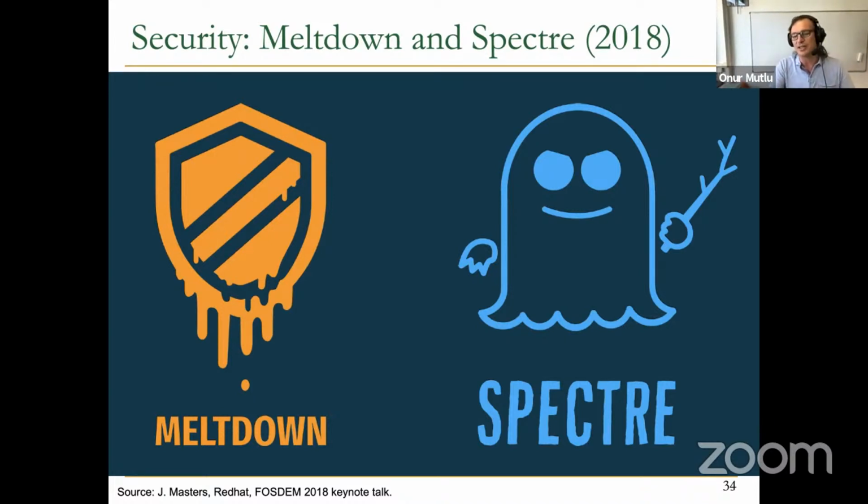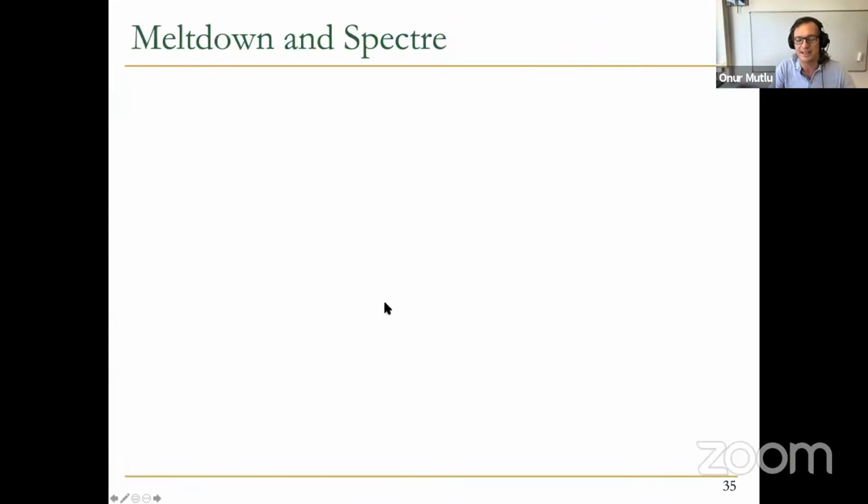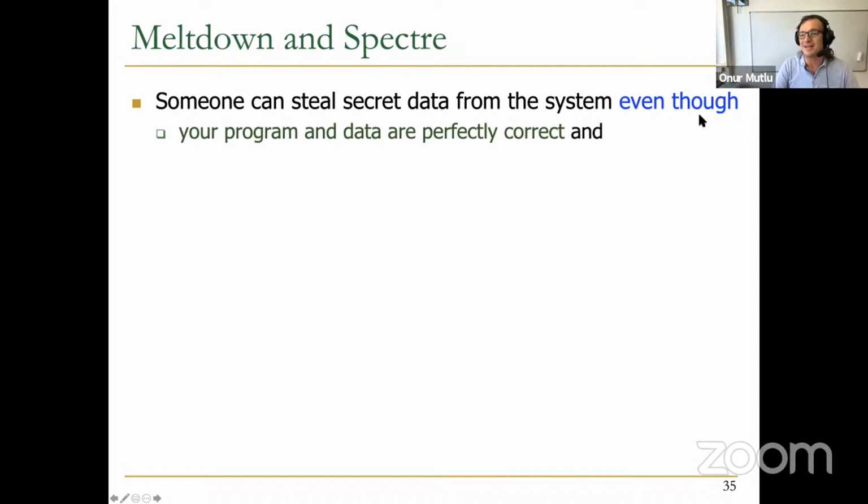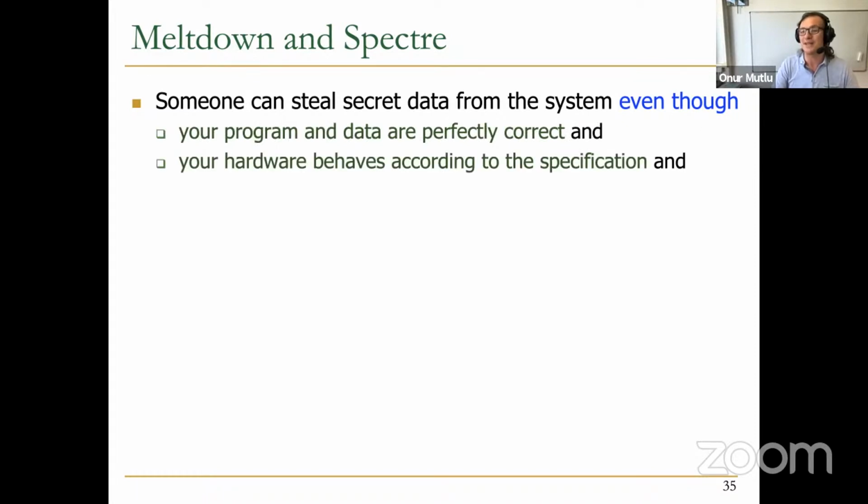And I'm going to give a high-level overview of this, not detail. We're going to have some papers potentially assigned to read later on. But basically, someone can steal secret data from the system, even though your program and data are perfectly correct. Your hardware behaves according to the specification, which is not the case in RowHammer. In RowHammer, you should not get bit flips, for example. There are no software vulnerabilities or bugs, basically.